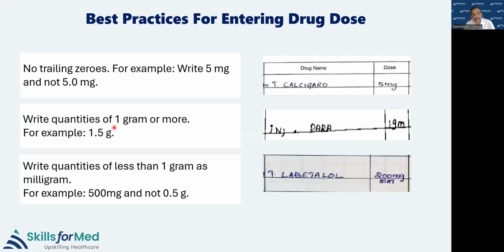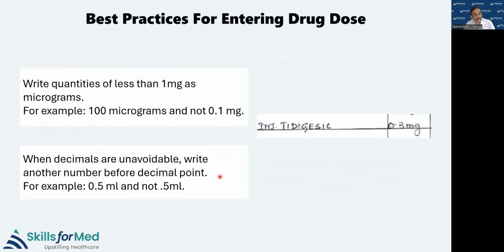But for quantities less than 1 gram, use milligram. Do not use 0.5 grams, because again, if you do miss the 0, it will be taken as 5 grams. So don't use grams. When it's below 1 gram, you use milligrams: 500, 750, 250. That's the nomenclature which you have to use. And write quantities less than 1 milligram as micrograms. Don't write it as 0.1. It's the same logic because these can be mistaken as 1 milligram.